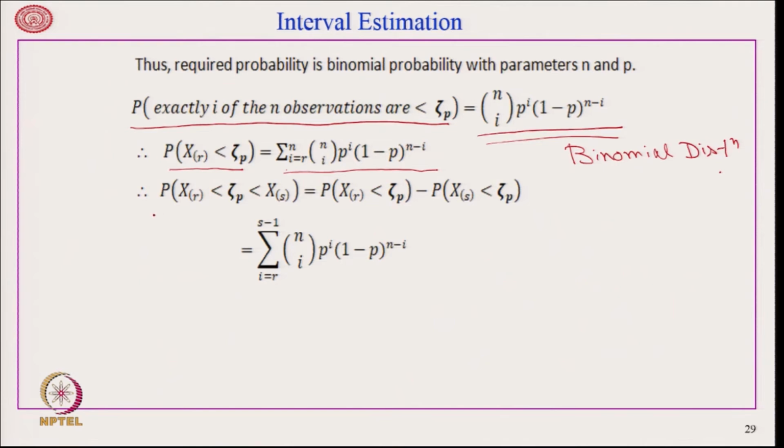Therefore, the probability that X(r) is less than zeta p, which is less than X(s), is equal to the probability that X(r) is less than zeta p minus the probability that X(s) is less than zeta p, which is the same as the sum for i equal to r to s minus 1 of nCi p to the power i (1 minus p) to the power n minus i.